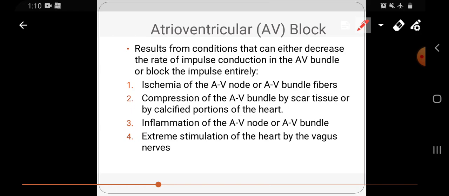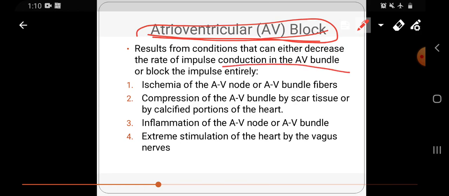هلا رح نحكي عن موضوع آخر اللي هو الاتريو ventricular block أو ال AV block. Now you know إنه normally the only pathway through which the signal that's generated by the SA node can pass into the ventricles is the AV node and the AV bundle. Okay, now if there is a condition that delays the conduction through the AV bundle or blocks it entirely, this will lead to a condition we call atrioventricular block or AV block.